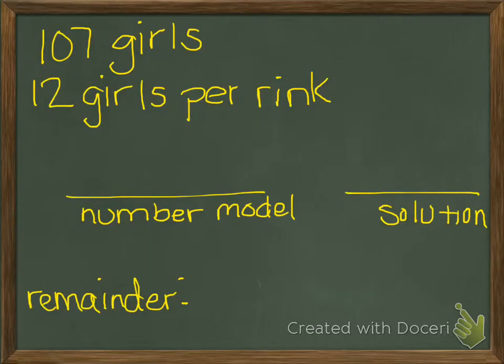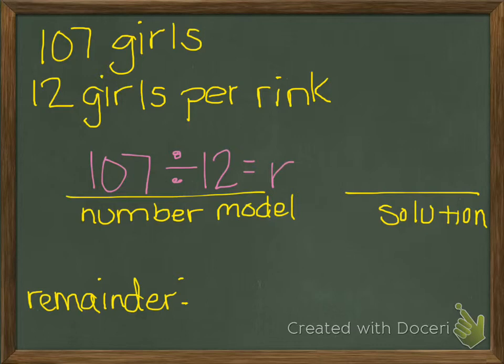Number 3 says there are 107 girls at hockey camp, and the coach is reserving rinks for games. There can only be 12 girls on the rink. How many rinks should the coach reserve? So we know we have 107 girls, and we have to divide 12 girls onto each rink. And then that equals, we don't know, so we'll say R for rink. Then you actually have to solve.